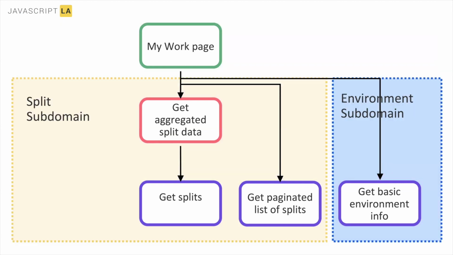And then meanwhile, so that was the application layering. You also have the domain layer, or the domain division here, right? So you have this general split subdomain, and then you also have your environment subdomain. So the information about the environment would likely be separate.